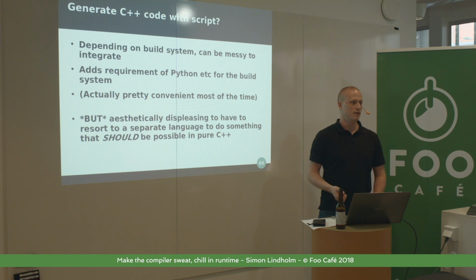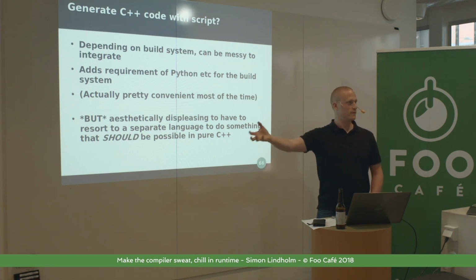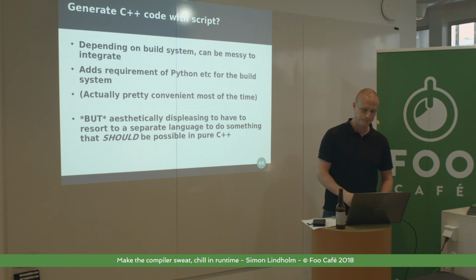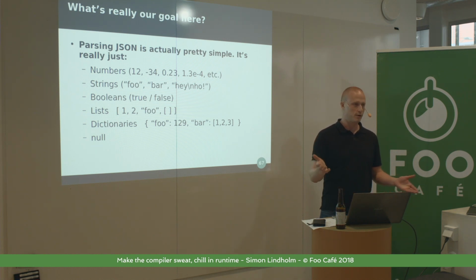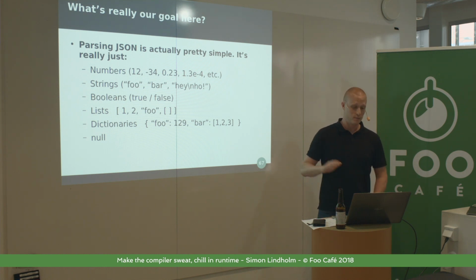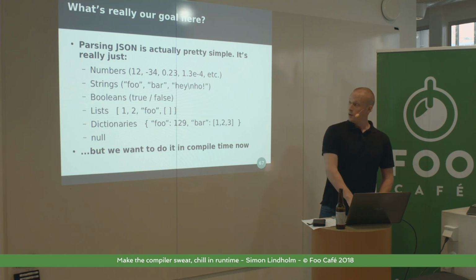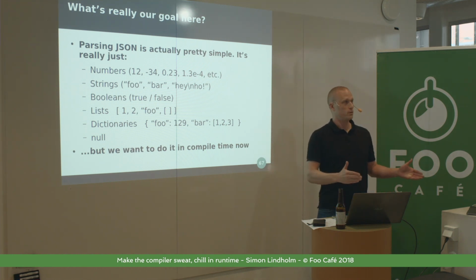It's from some kind of purity perspective, it's nice to do it in one language instead of having to take outside help, basically. Okay, so JSON is basically this. You have numbers and strings and booleans, and you have lists and dictionaries, and you have the value null, and that's basically it. So it's a very simple format, which is its main strength, I guess. And this is trivial to parse in runtime, but now we want to parse it in compile time.